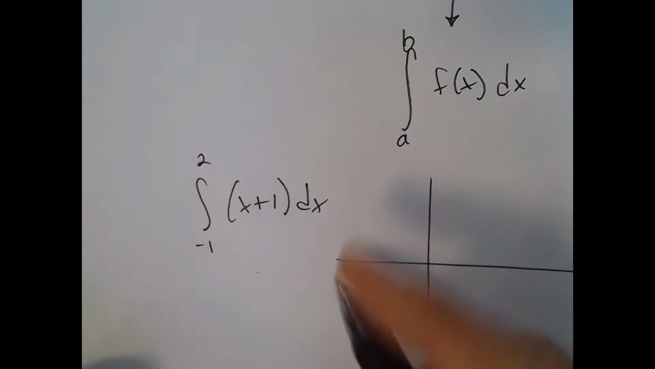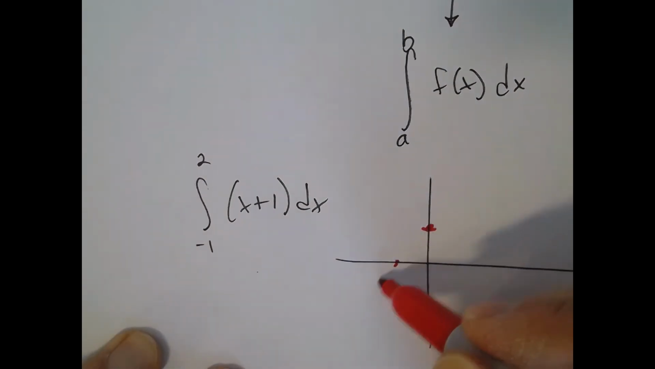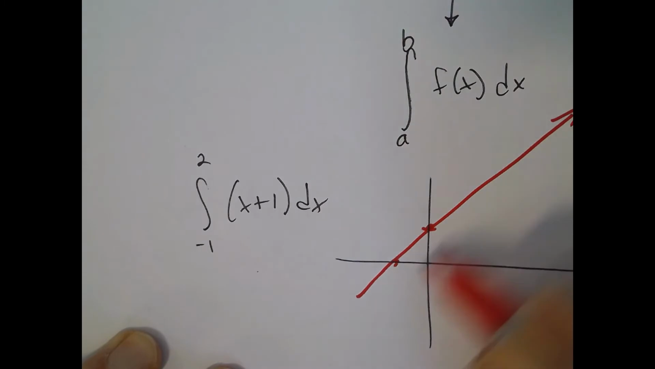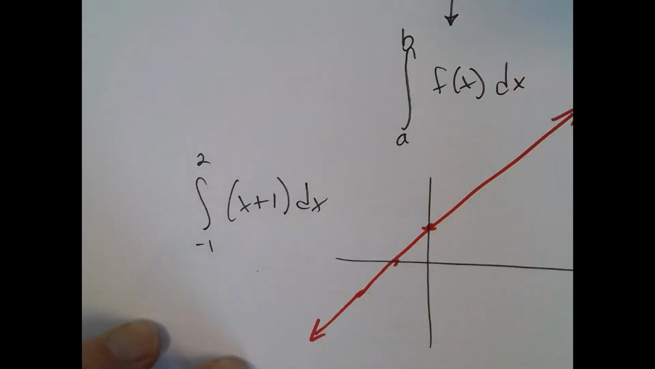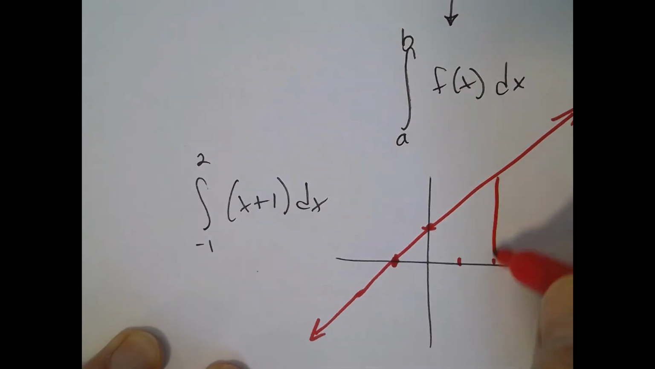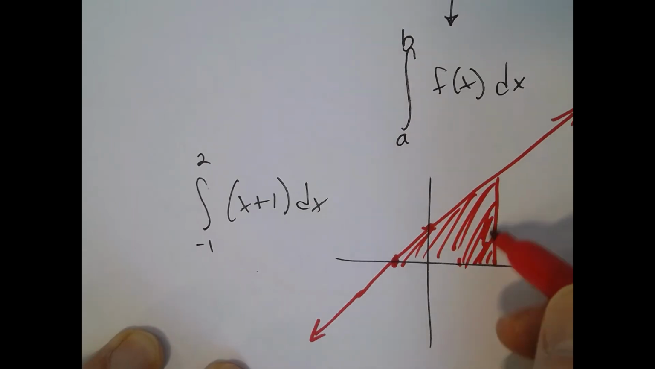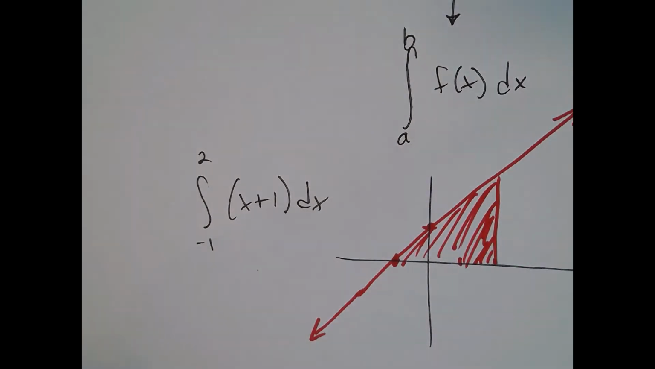x plus 1. There's my line, y equals x plus 1. We're going from -1 to 2. So we're going from here to here. So we're looking for this area right there. That's the area between the curve or the function and the x-axis.